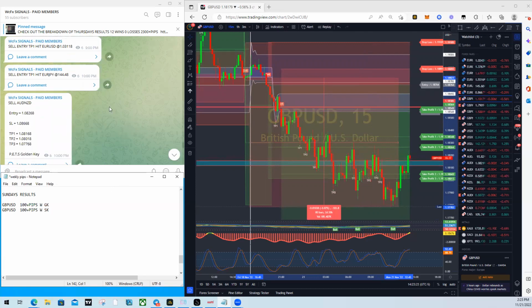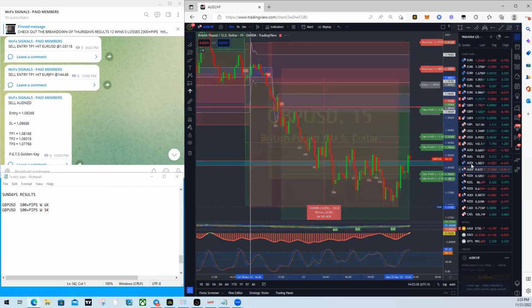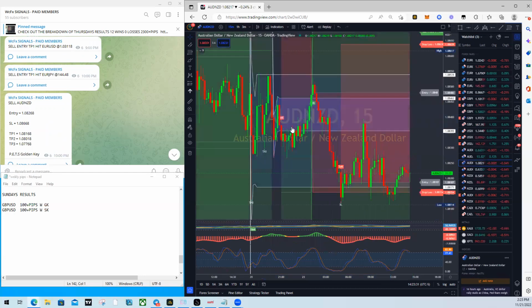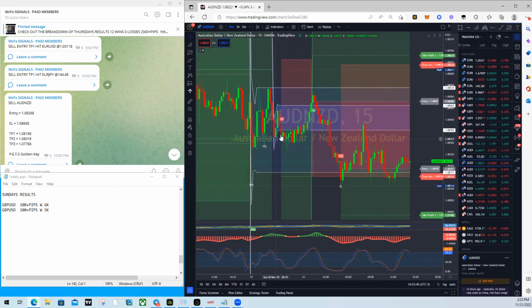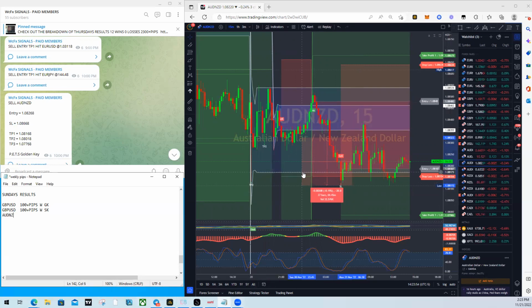Next, we're going to keep going. The next one is AUD NZD from the golden key. So we're going to find AUD NZD, and we caught the sell from AUD NZD here. Notice the stop loss is up here. This is the sell, came down. So we're going to measure this out. The sell gave us about 20 pips. 20 pips, AUD NZD. And that was from the golden key.